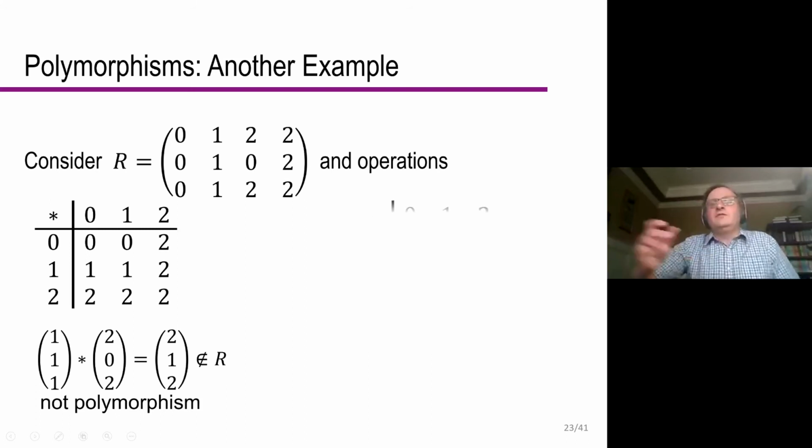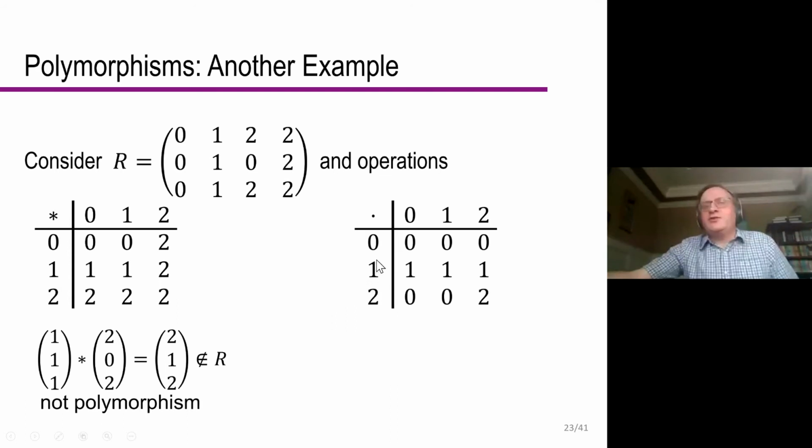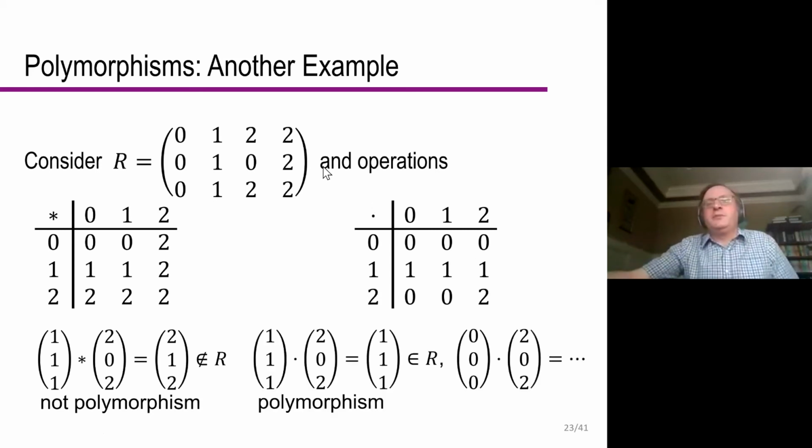Let's take another operation, again some sort of multiplication. In this case, I change the values slightly, and it is actually a polymorphism of this relation. But to verify it's a polymorphism, what I need to do is take all pairwise products of the tuples and verify that every time I get a tuple from the relation. For instance, 1, 1, 1 times 2, 0, 2 is 1, 1, 1, which belongs to the relation. 0, 0, 0 times 2, 0, 2 is going to be 0, 0, 0, in the relation, and so on and so forth. So that's a few examples of relations and polymorphisms.